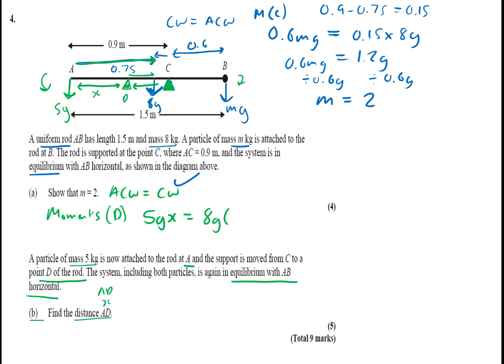So here to here must be 0.75 minus x plus, so what's this length? 2g times 1.5 minus this x, right? Minus the x.